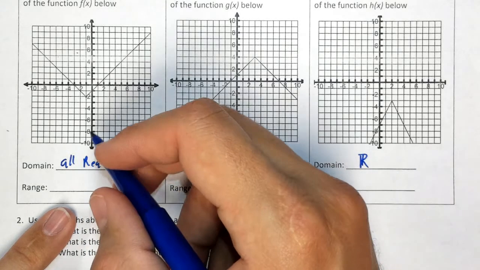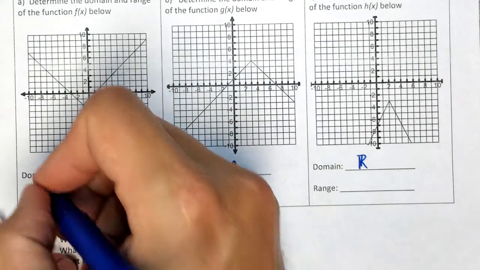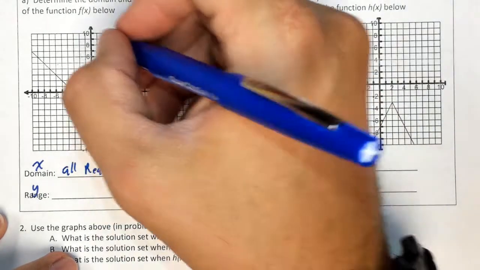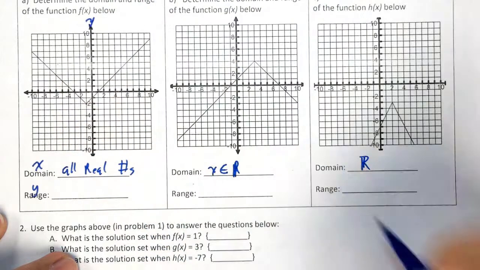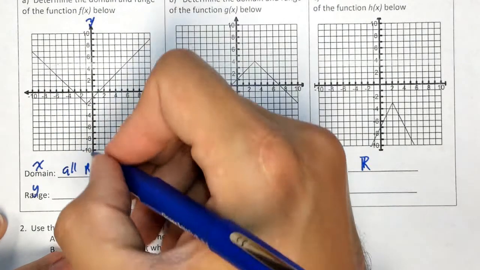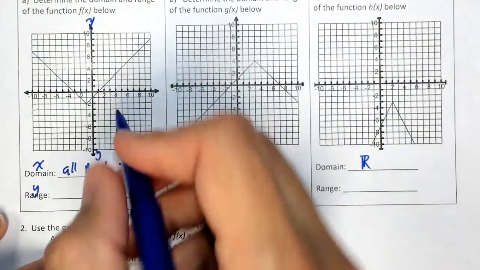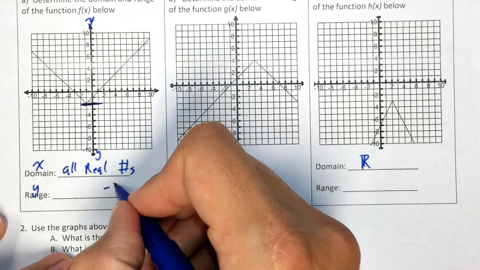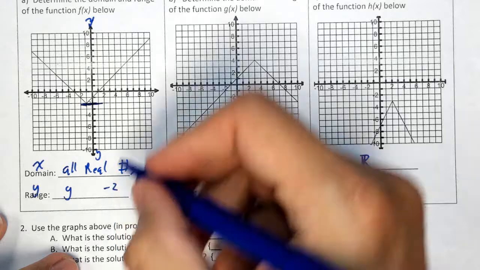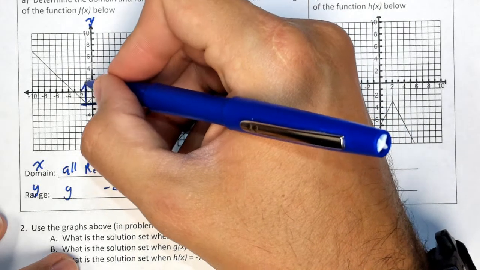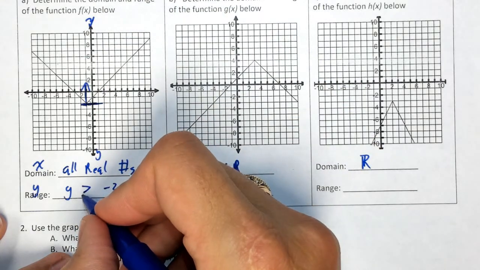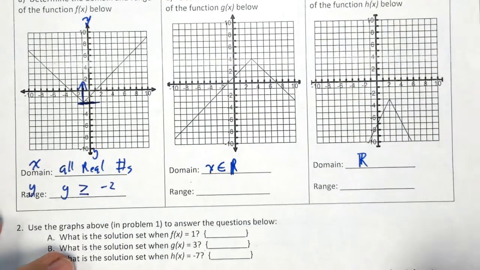Range for the first one. I look at my domain is x, range is my y. So if I look at my y-axis here, I see that the smallest value I have, it goes down to -2. So my y is going to be compared to -2. My y values end up being above it, so this needs to be a greater than or equal to sign.